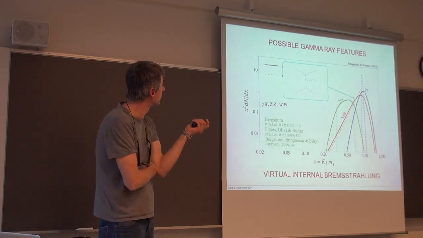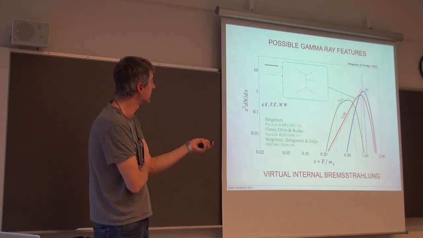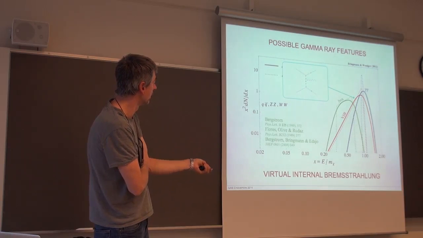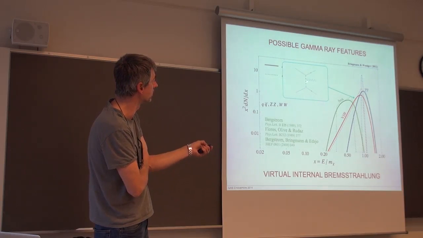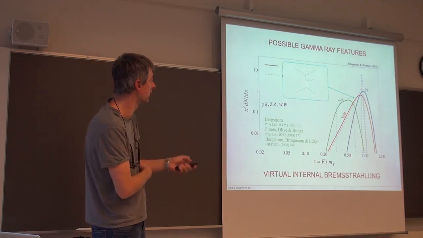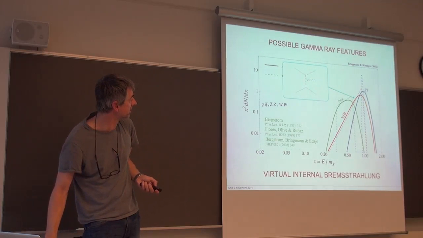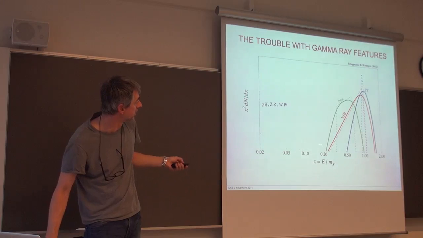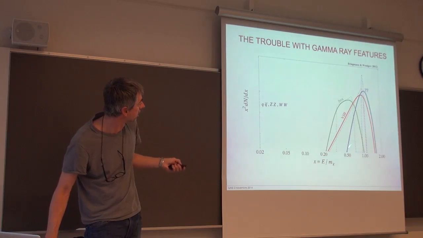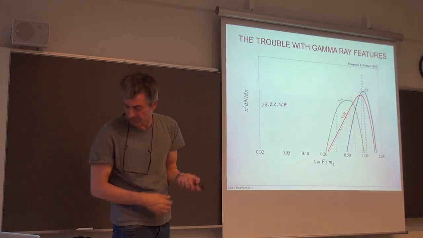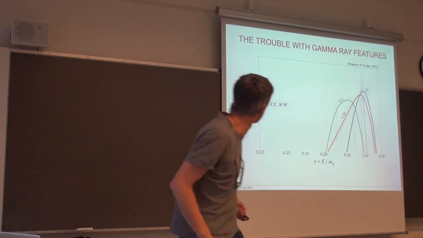Another possibility is so-called virtual internal Bremsstrahlung. Basically, internal Bremsstrahlung is the emission of a photon, or a gamma, by some of the charged particles in this diagram. And virtual refers to the fact that the photon may be emitted by the intermediate virtual particle. We will see that this is particularly interesting, in particular because it gives a sort of peaked spectrum.